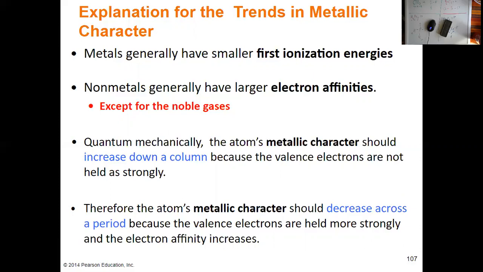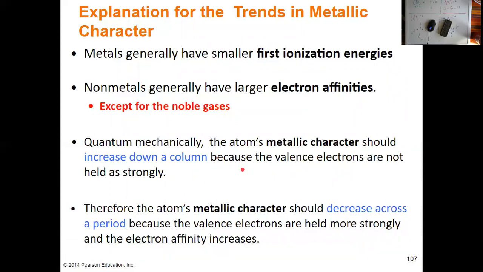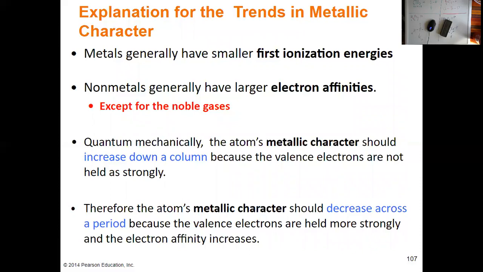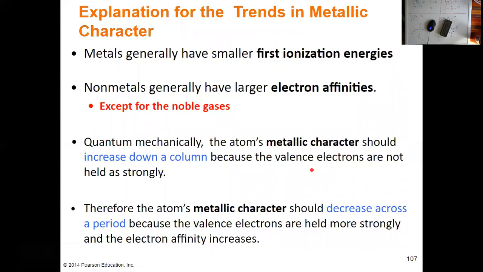Okay. Our metallic character should increase down a column because the valence electrons are not held as strongly. If the valence electrons aren't held as strongly, then we should be able to ionize them easier. And metallic character should decrease across a period because our valence electrons are held more strongly as I move from left to right. So I don't want to get rid of my electrons. I'm actually looking to pick up electrons. My electron affinity increases from left to right. So really, it's all very logical, the trends that we've listed here.